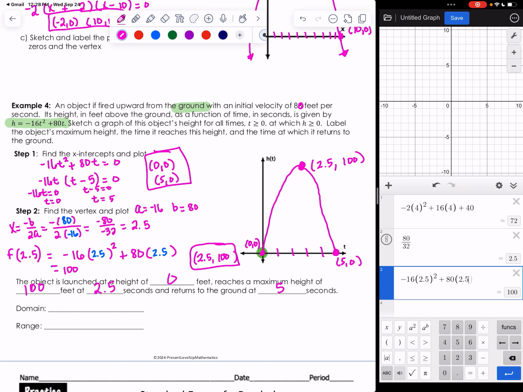So for our domain, we want to go left to right. So that would be 0 seconds all the way to 5 seconds. For the range, we want bottom to top. So our smallest height was 0 feet. Our maximum height was 100 feet. And that concludes today's lesson, Standard Form of a Parabola.